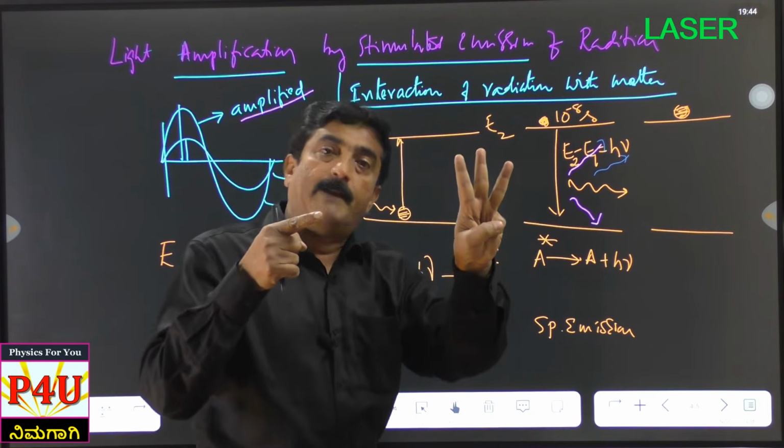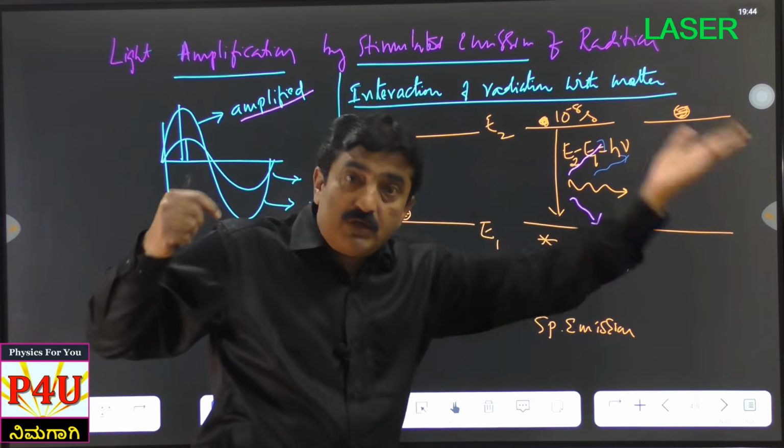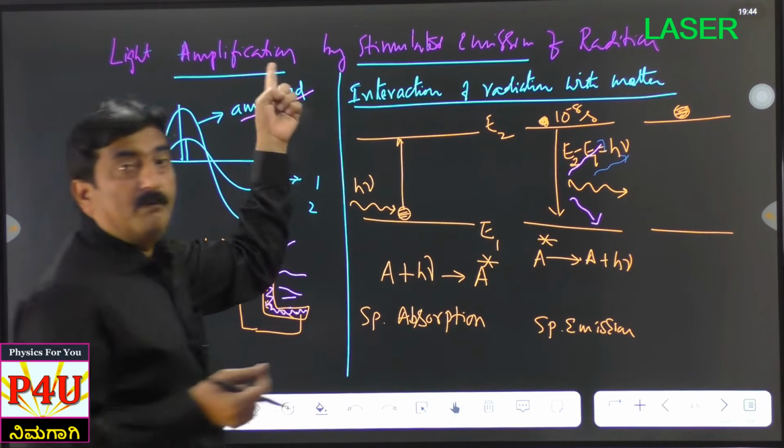If I get at least 2 from 1, it is an achievement. 3 from 1, it is better. 4 from 1, much better. 1000 from one, much better. So I want more photons, because I want to amplify the light.